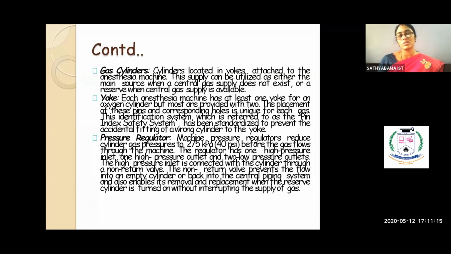So non-return valve, the same way you have it at home on a pipe, right? So you don't let the water go back. So once you close it, it stops over there. So that's what is called a non-return valve. So whatever the gas is going into the machine should not come back, right? So that's called a non-return valve.